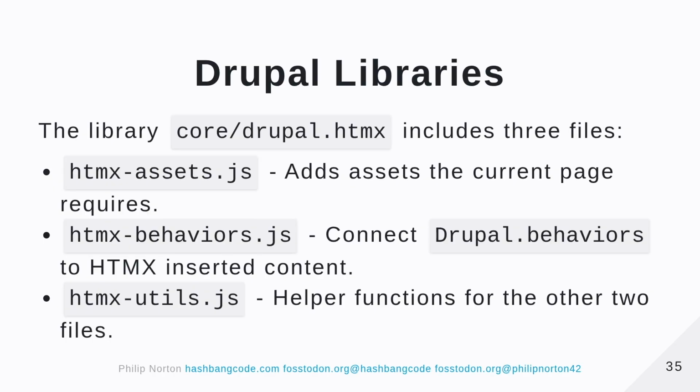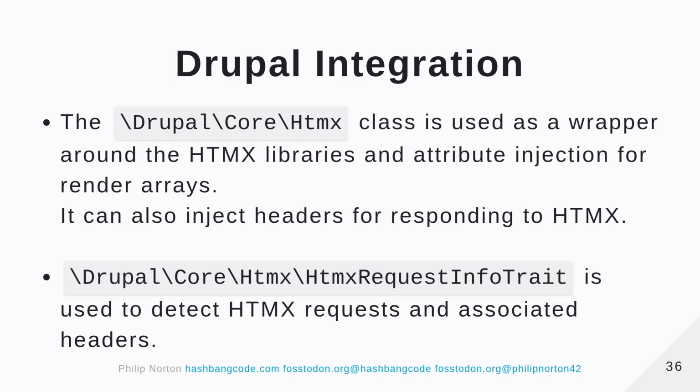So HTMX behaviors integrates with the behavior system. If you've got any custom JavaScript, it'll still work with HTMX in the same way that it would before. And then HTMX utils is just a couple of helper things, some classes and functions. Generally, you'll probably be using this HTMX class, which is part of the core infrastructure, as a wrapper around things. You can also get it to inject headers and things for responding to HTMX. This HTMX request info trait is also used as a way of detecting incoming requests that might be HTMX.